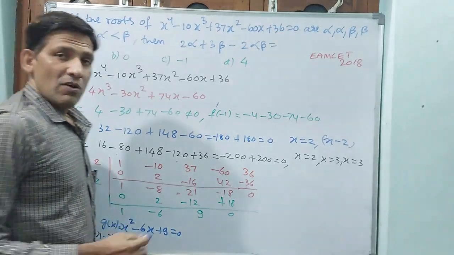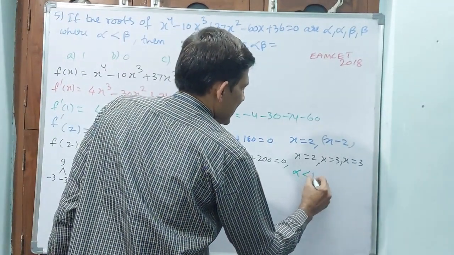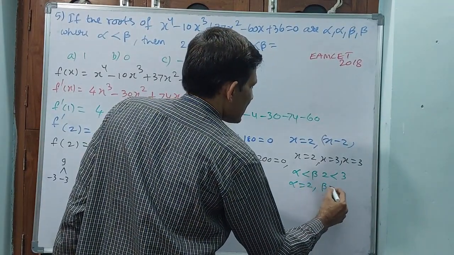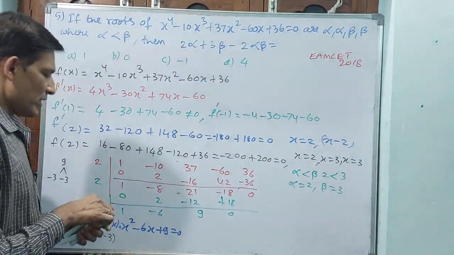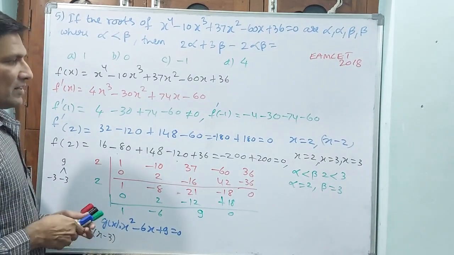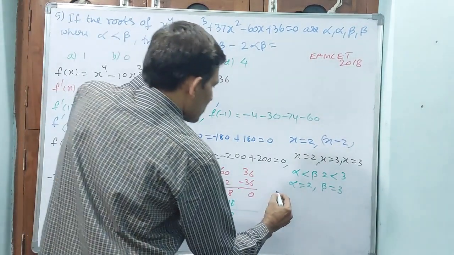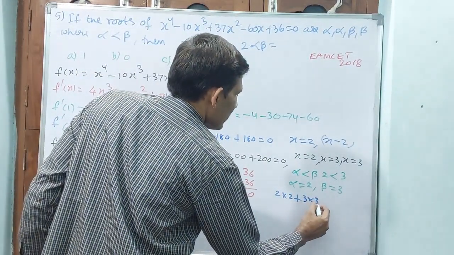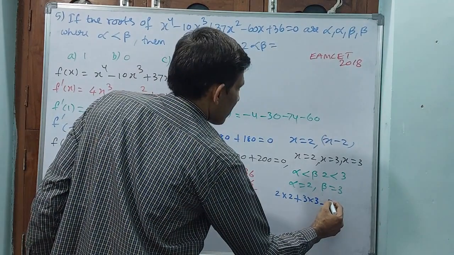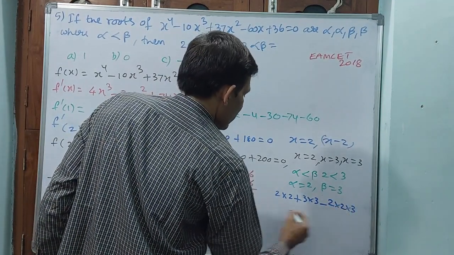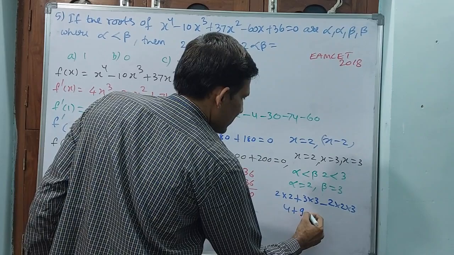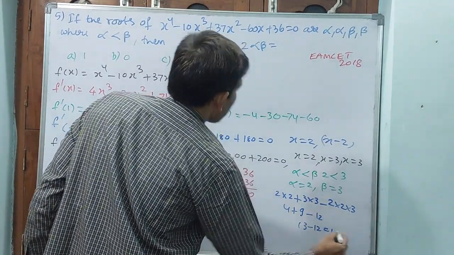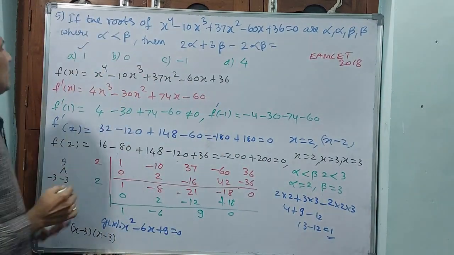Okay, now which is alpha? Alpha is less than beta, 2 is less than 3. That is why alpha is equal to 2, beta is equal to 3. Okay, if that is the case, 2 into alpha, 2 into 2, plus 3 into beta, 3 into 3, minus 2 into alpha beta, 2 into 2 into 3. See, 4 plus 9 minus 12. 13 minus 12, that is equal to 1. This will be your answer.